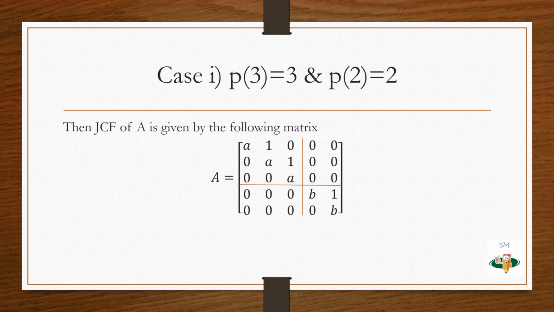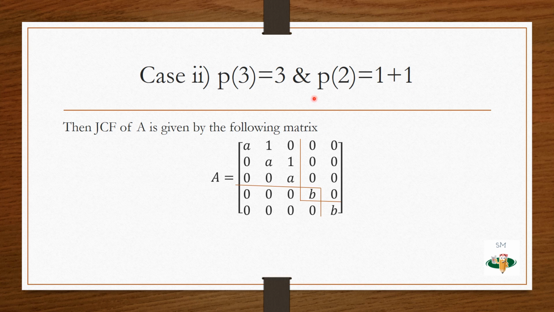Next, see the next case: P of 3 equal to 3 and P of 2 equal to 1 plus 1. In this case, P of 3 equal to 3.